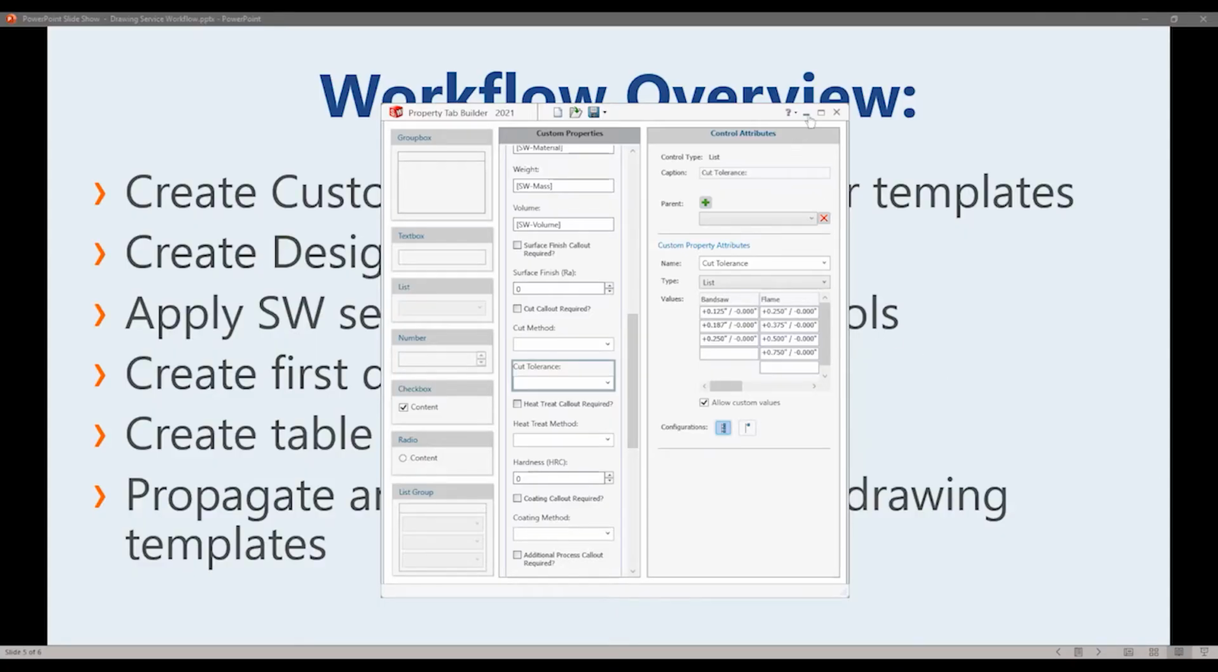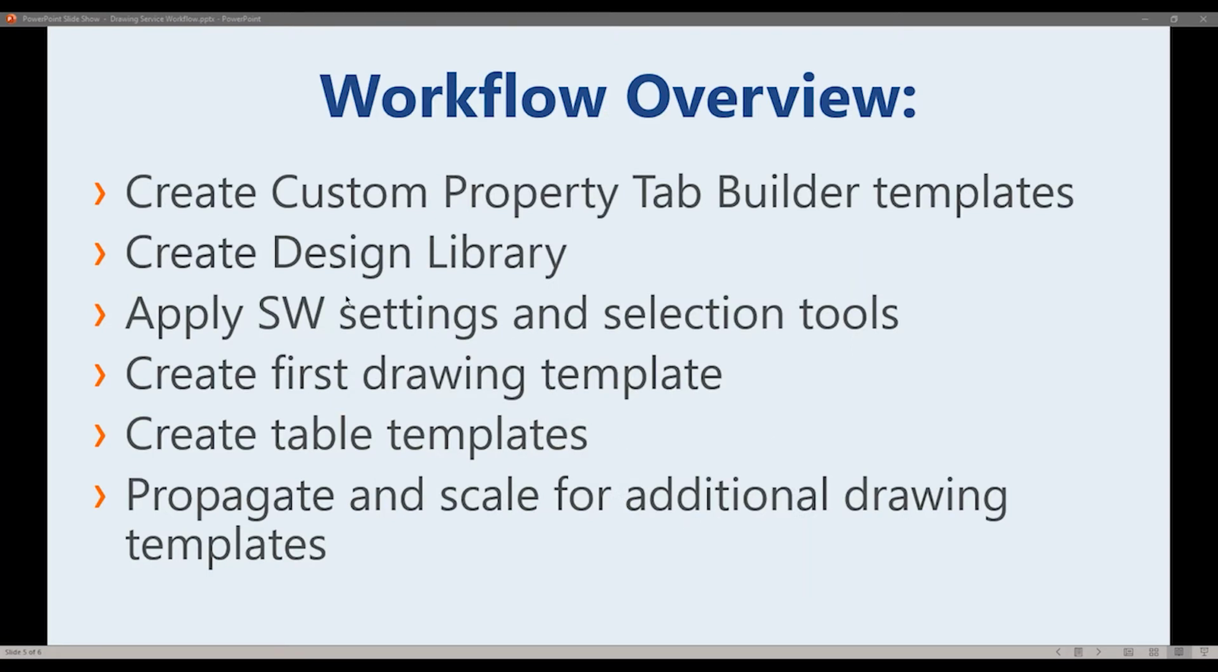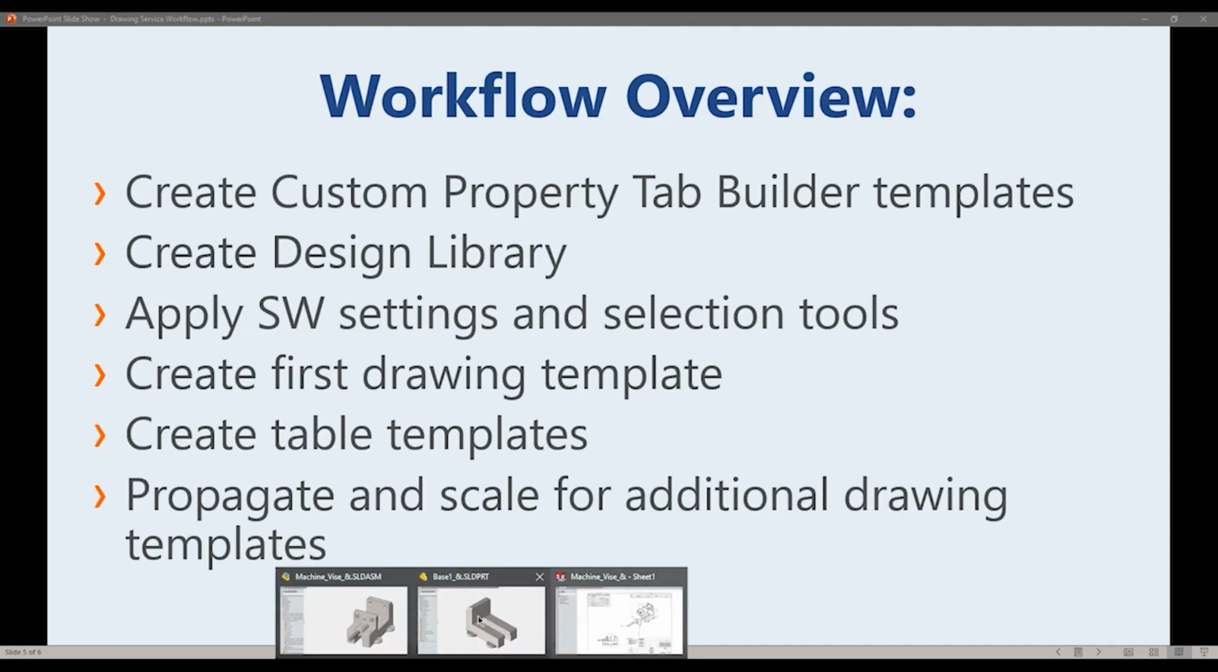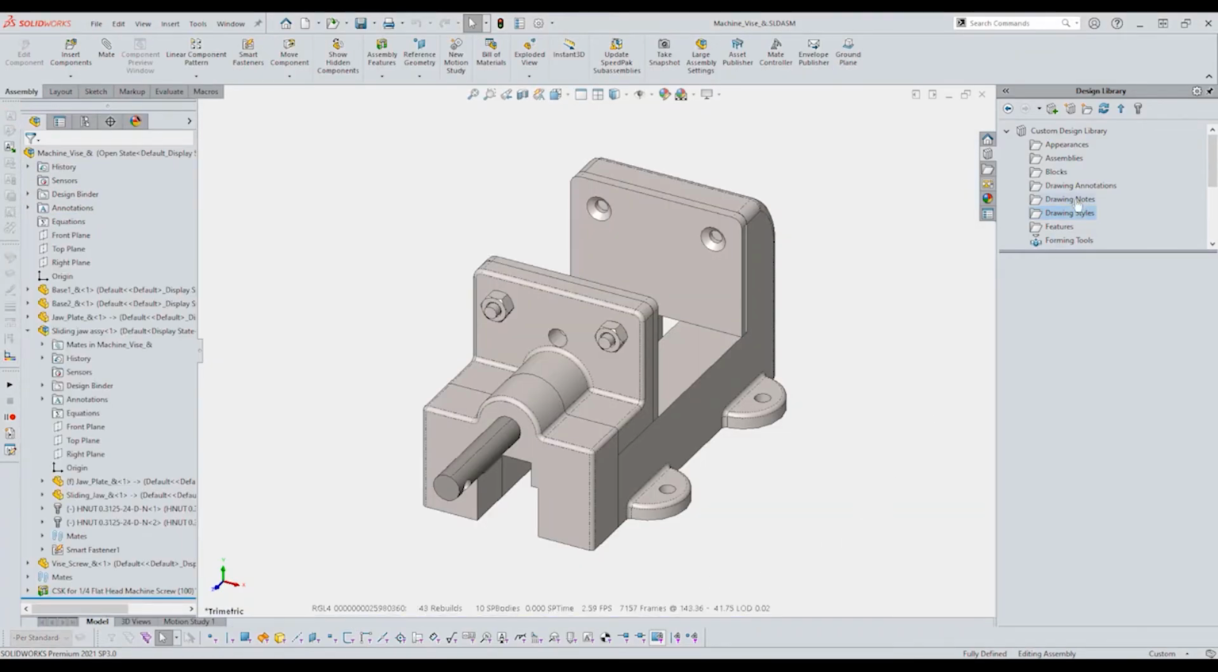Once we've established what our custom property tab will look like, we can move on to generating our custom design library. This will house things like our drawing annotations, things like surface finishes, GD&T, any tailored notes we may have, as well as our drawing styles, which will be those predefined tolerances and callouts. After that, I like to go in and start to adjust the part and assembly templates, as well as the drawing templates themselves.